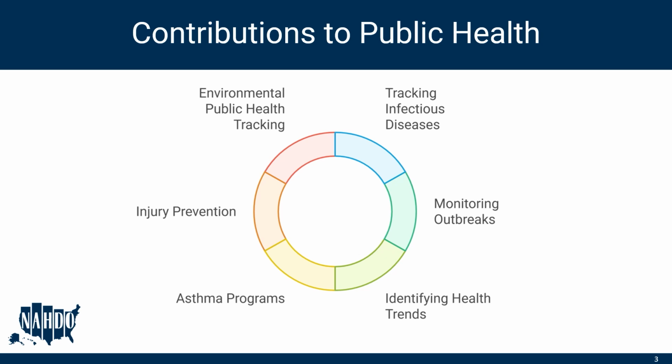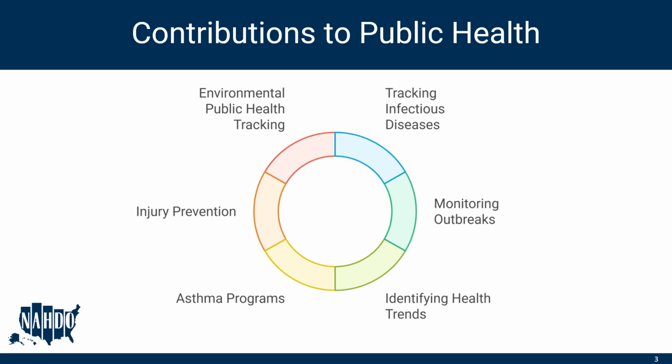Furthermore, state hospital data programs contribute to public health surveillance by tracking infectious diseases, monitoring outbreaks, and identifying public health trends, such as hospitalization rates for chronic diseases and injury. Many state public health programs, including asthma, injury prevention, and environmental public health tracking, rely heavily on state hospital data for understanding trends. These programs also use the data to look at measures of preventable hospitalizations that should be addressed with quality primary care.